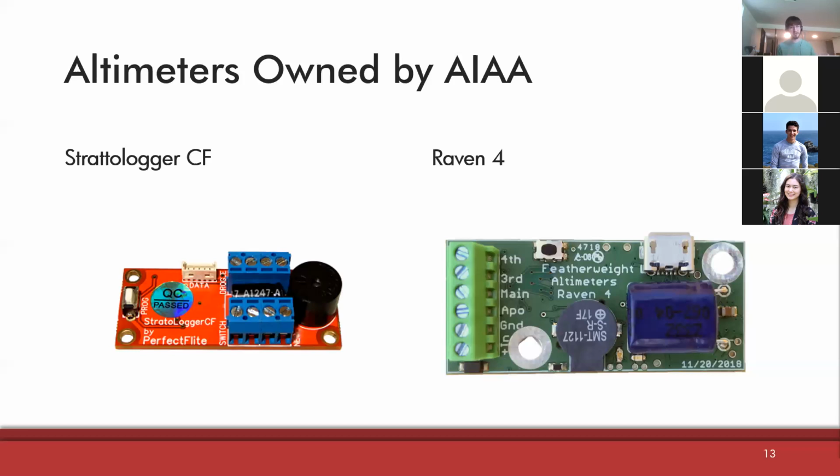pretty much all altimeters account for this, but if you're using an altimeter that didn't have any sort of code to account for that pressure drop, then it might think that was apogee and deploy while you're breaking the sound barrier, which is obviously not great. And so, yeah, having an accelerometer is a nice feature.